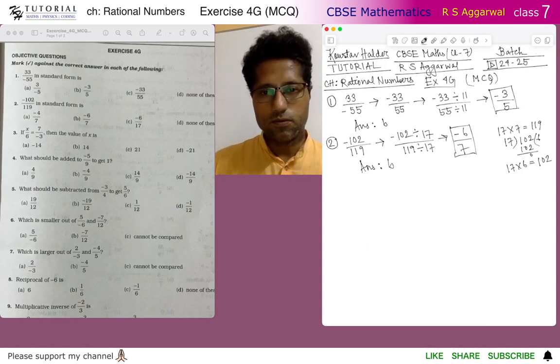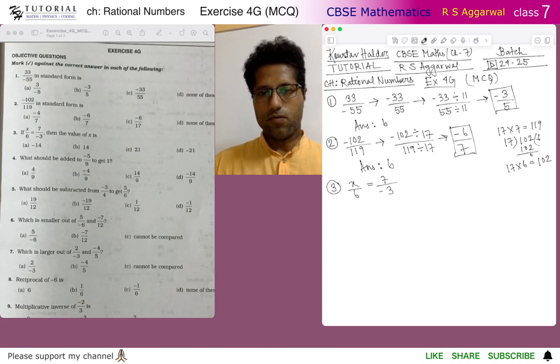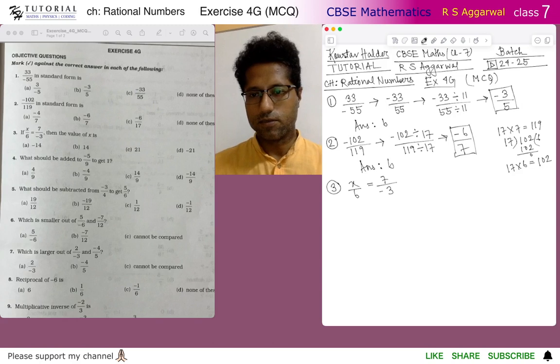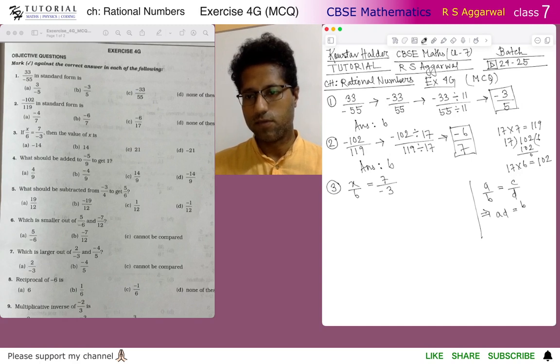Okay, let's do question number 3. It is given if x by 6 equals 7 by minus 3, then the value of x is. As a side note, we know that if two rational numbers a by b and c by d are equal, we can do cross products, and we can say that the cross products are also the same. So ad equals bc.